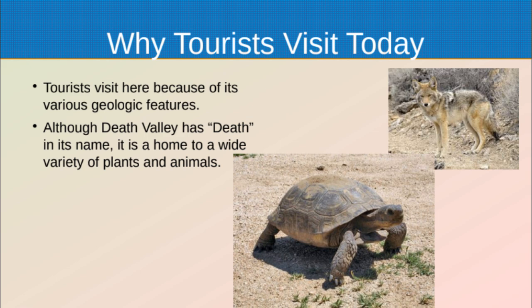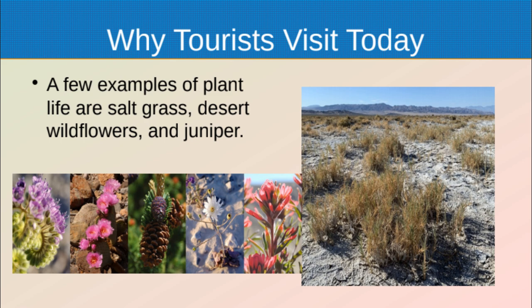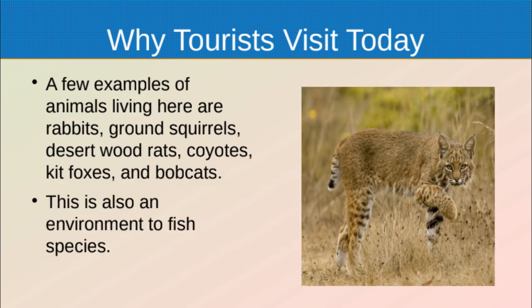Although Death Valley has the name Death in it, it is actually a home to a wide variety of plants and animals. A few examples of plant life are saltgrass, desert wildflowers, and juniper. A few examples of animals living here are rabbits, ground squirrels, desert wood rats, coyotes, kit foxes, and bobcats. This is also an environment that is a home to small fish. They are located in the bodies of water.